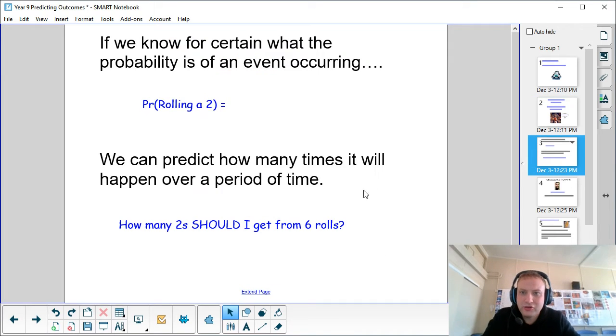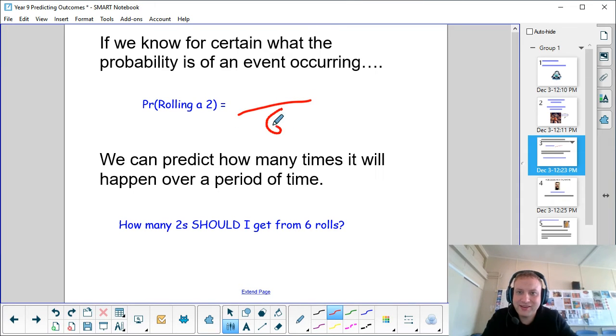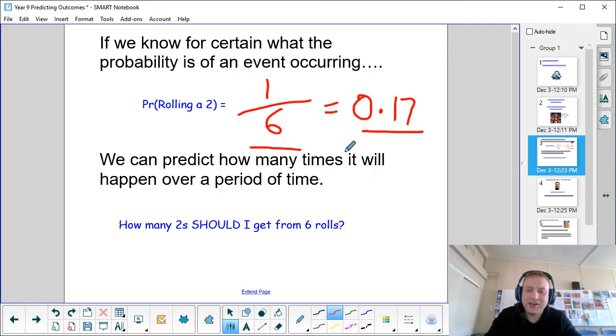Okay, so you should know by now what the probability is of an event occurring, right? We shouldn't have to teach you how to make these fractions anymore. If I roll a 2 on a normal dice, there are 6 things that can happen, and one of them involves rolling a 2. You can also put that down as roundabout 0.16 or 0.17.